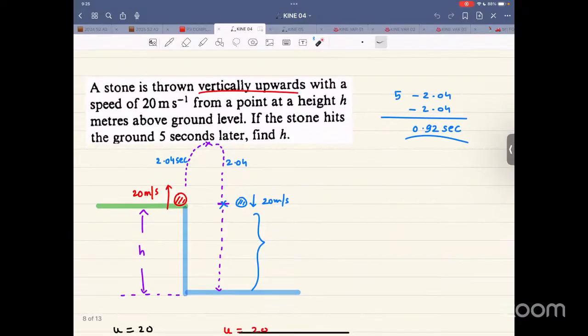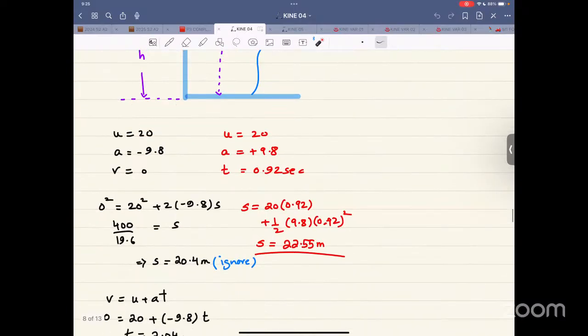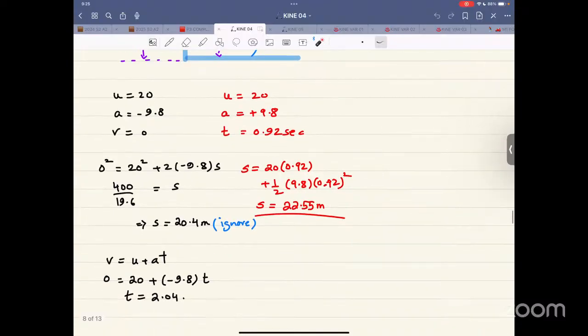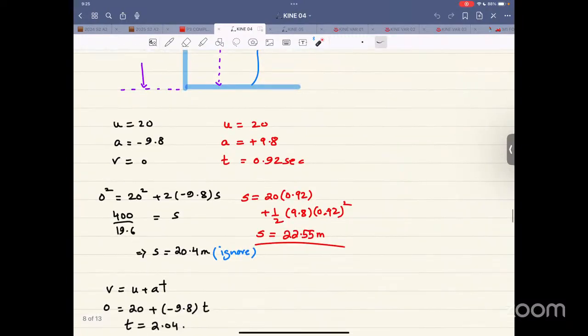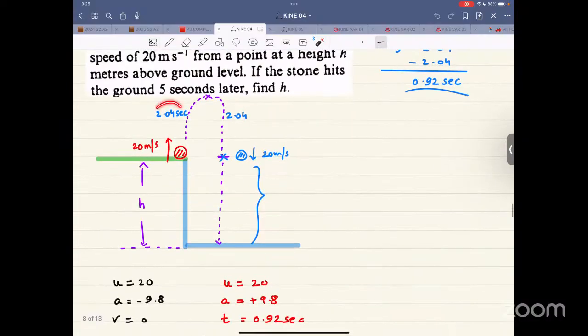So there are three parts of the journey. The first part of the journey is reaching a maximum height. The second part is coming back to the same level and then falling all the way to the ground. So now the first thing is that u is 20, acceleration is negative g, final velocity is 0, distance is 20.4, and the time taken is how much? The time taken is 2.04. So I have calculated it over here. Now, 2.04 seconds to go up, 2.04 seconds to come down to the same level. So 5 minus 2.04 minus 2.04 is 0.92.